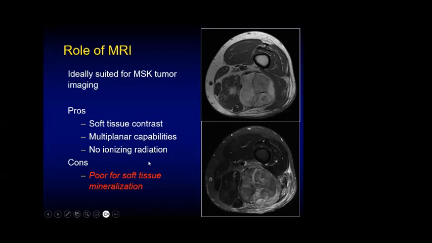The problem with MRI scan, as I mentioned earlier, is the poor detection of soft tissue calcification or mineralization. So that's where CT scan can actually help you. An example of that is myositis ossificans, for example. And now move on to the techniques. How do we do the MRI scan for soft tissue sarcomas?